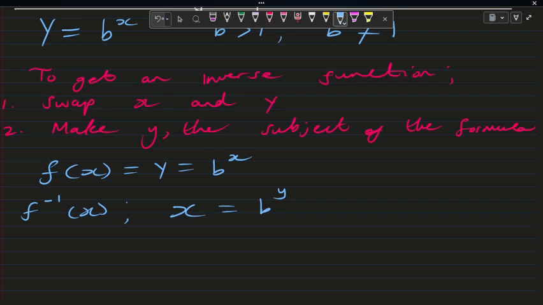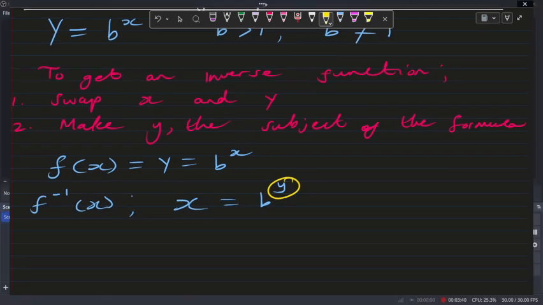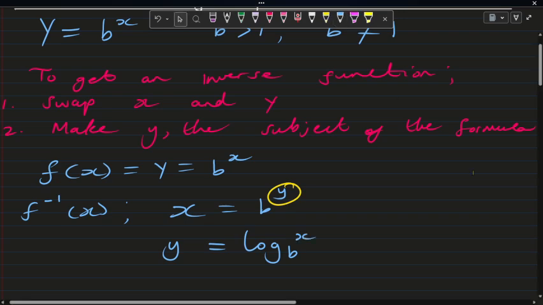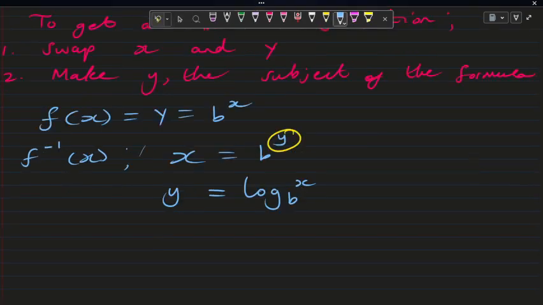Now to make an exponent, the index or the power, the subject of the formula, we have to make use of logs, or logarithmic functions. So the value of y is given by log of base b of x. This is how we isolate the value of y using logs.